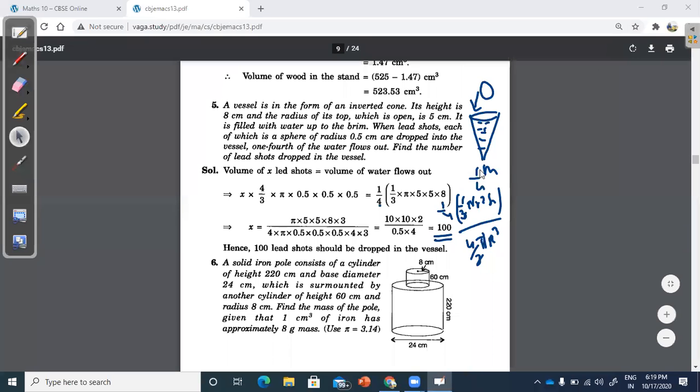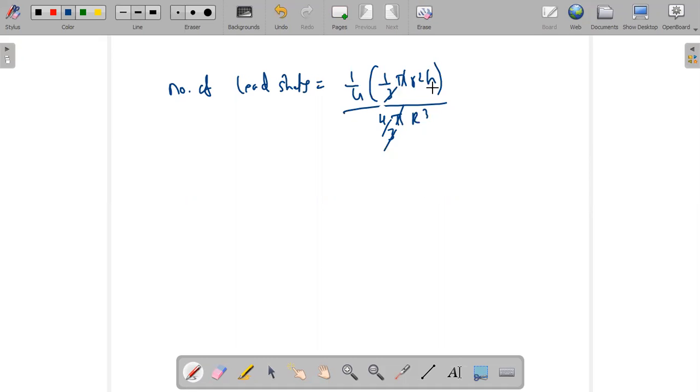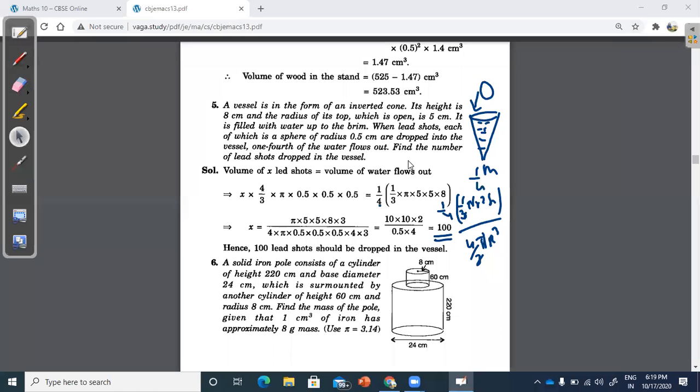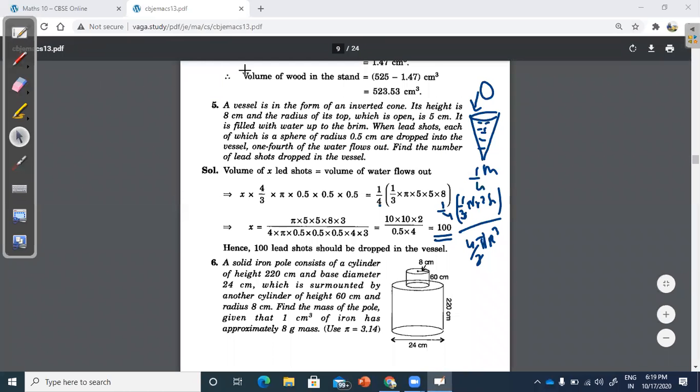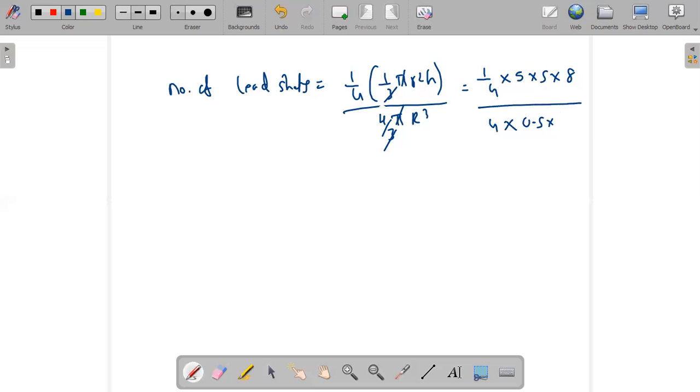So what were the values here? If you look at the cone, the height is 8 and the radius is 5. So this will be 1/4, 5 into 5 into 8. And this will be 4 into the radius of the lead shot. That was, I think, 0.5, isn't it? Yeah, 0.5. So 0.5 into 0.5 into 0.5.